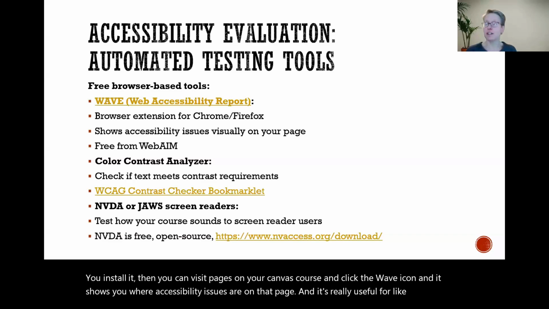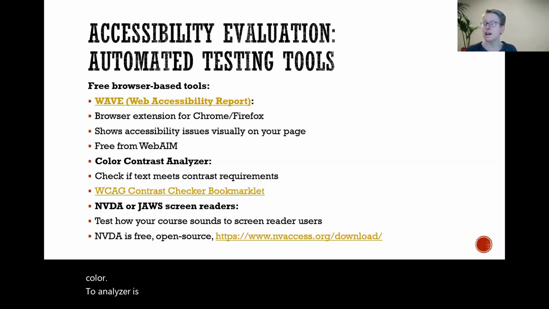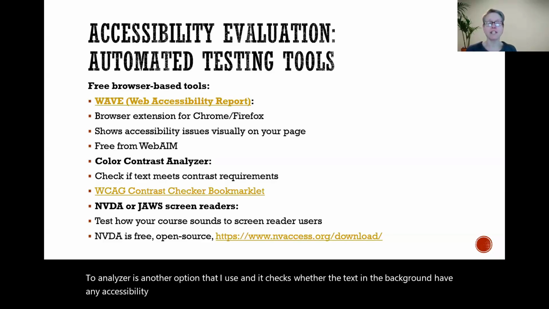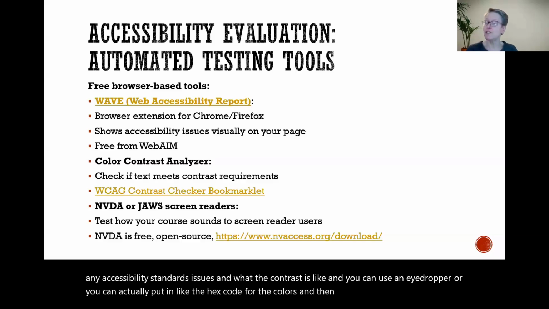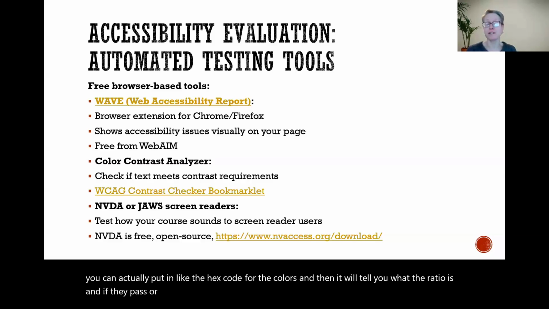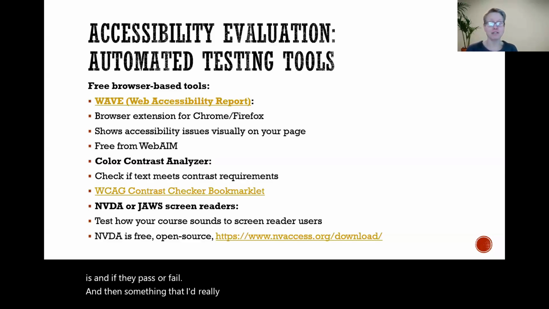The color contrast analyzer is another option that I use, and it checks whether the text and the background have any accessibility standards issues, what the contrast is like, and you can use an eyedropper, or you can actually put in the hex code for the colors, and it will tell you what the ratio is and if they pass or fail.